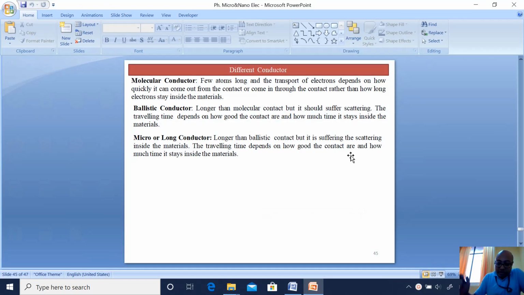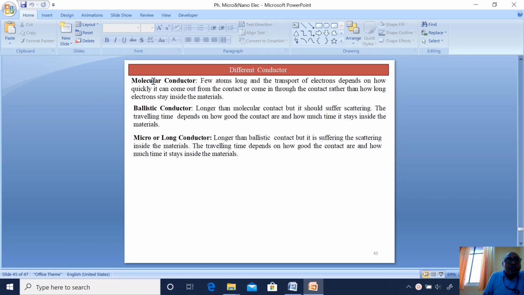Okay, hello students. So today we are going to discuss the ballistic conductor. And today we are trying to finish it also. You know that till now we are discussing three types of conductor, no? Like a molecular conductor, ballistic conductor, and micro long conductor.